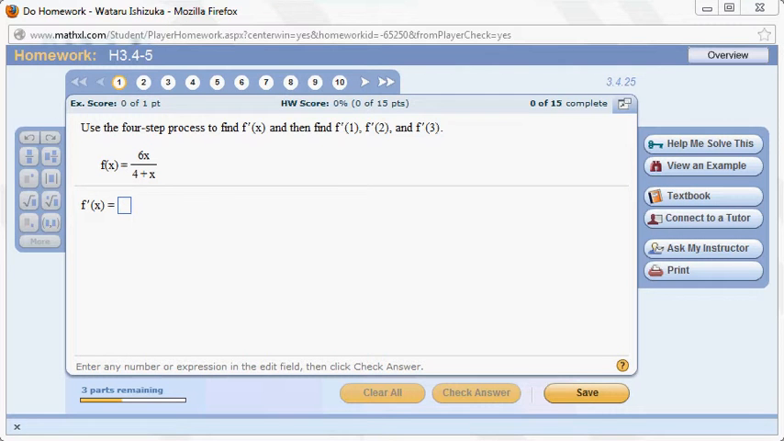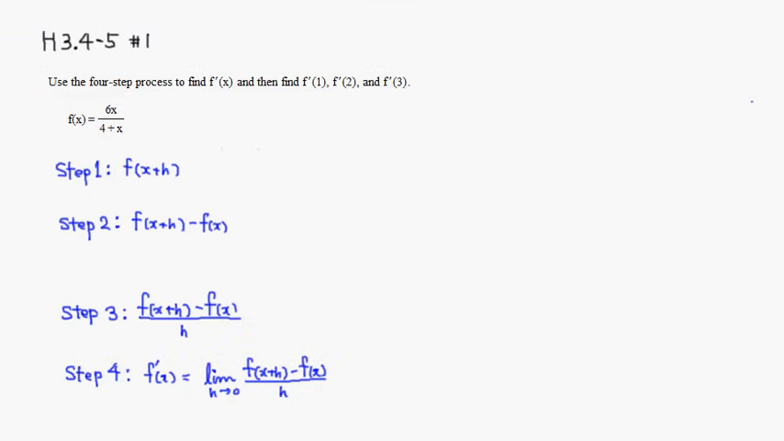Okay, let's look at homework 3.4, 3.5, number 1. Right, so what we need to do here is to use the 4-step process to find the derivative. So let's do that. Step 1, we need to find f of x plus h. This is just function notation, so every time you see x, we put x plus h instead.